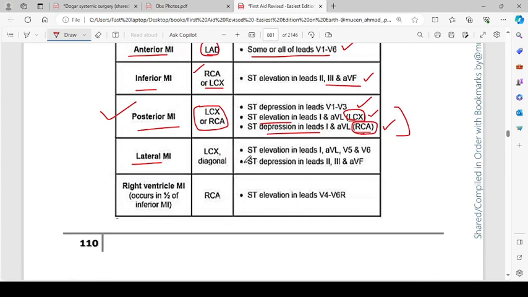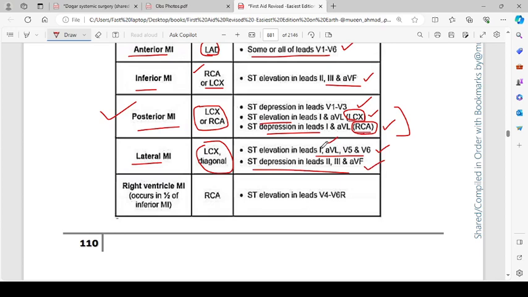If it is lateral MI, then the left circumflex or diagonal artery is obstructed. So we will find ST elevation in leads 1, aVL, V5 and V6. So whenever the left circumflex artery is involved, leads 1 and aVL will have ST elevation, and ST depression in leads 2, 3 and aVF. Okay, so these are reciprocal leads: if leads 1 and aVL have ST elevation, then 2, 3 and aVF will have depression.